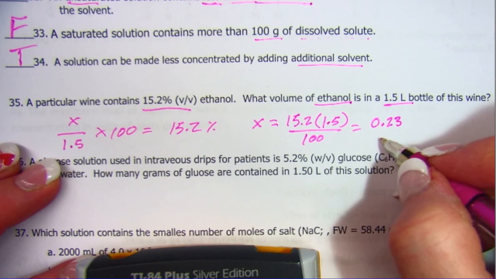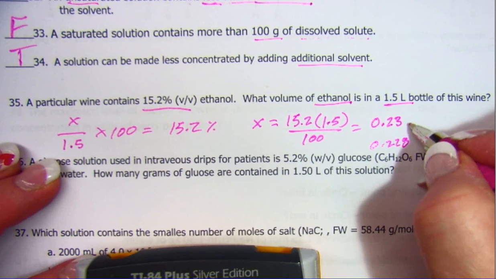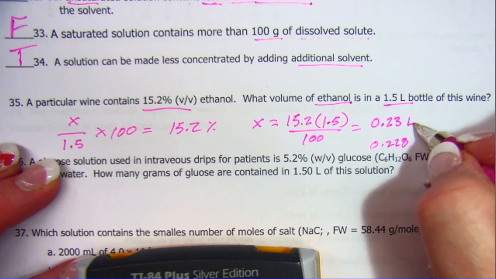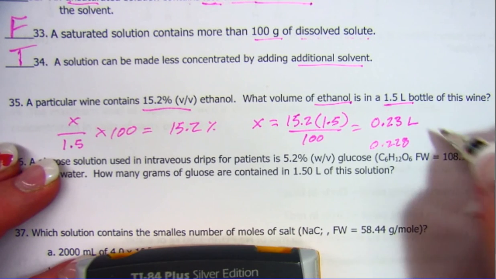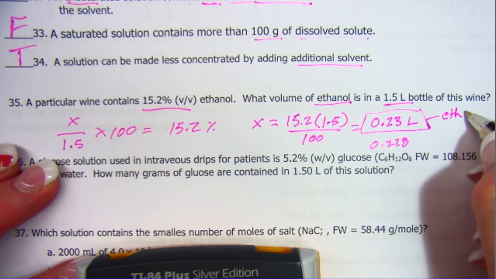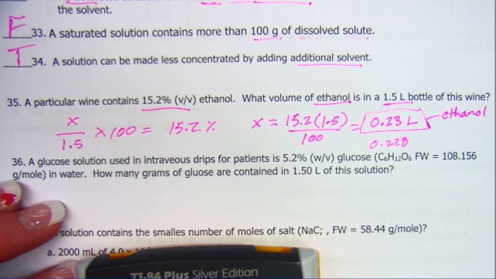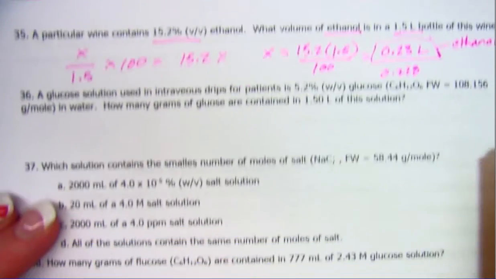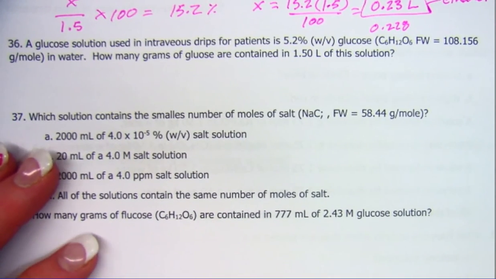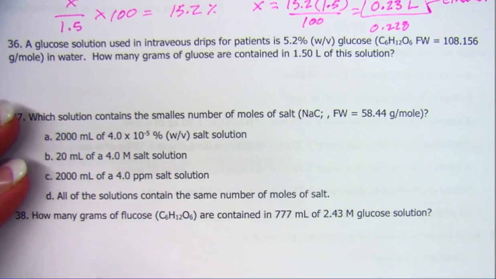0.23, it's actually on the calculator 0.228, but 0.23 liters would be in of ethanol. Because volume to volume, I'm using the same volume, same kind of unit. Sorry guys, I'm trying to make it through.